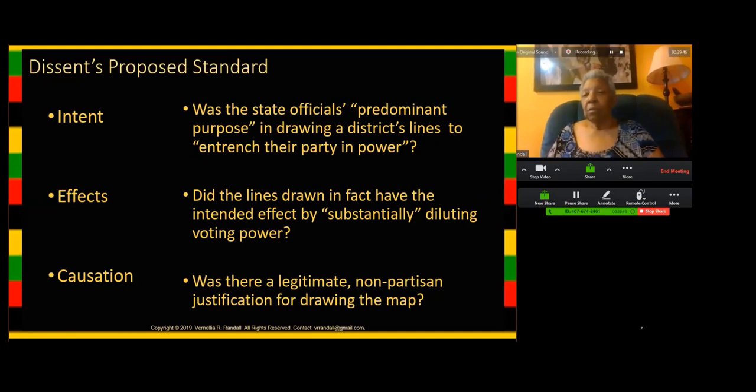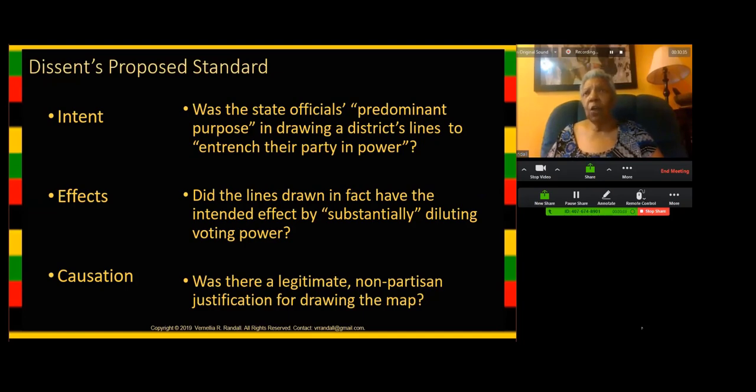But Kagan went further and said, when we talk about intent, we're saying, was the state official's predominant purpose, not only purpose, predominant purpose, in drawing the lines the way they drew them to entrench their party in power? Then you have to ask, did the lines drawn in fact have that intended effect? So you can't sue over, their purpose was to get power, but in fact, that didn't happen. So you have to have the effect that in fact, it gave them more power. And then she said, there needs to be a causation element.